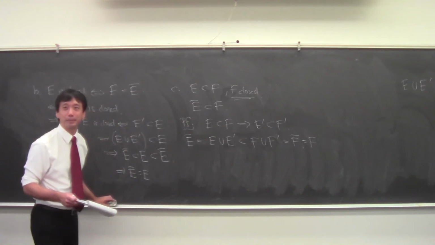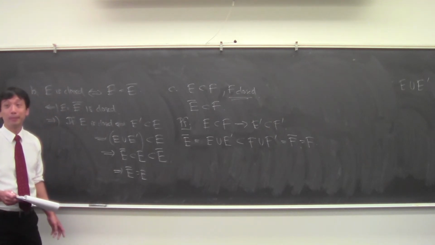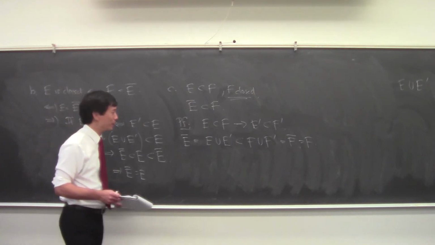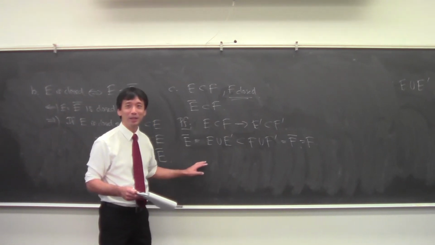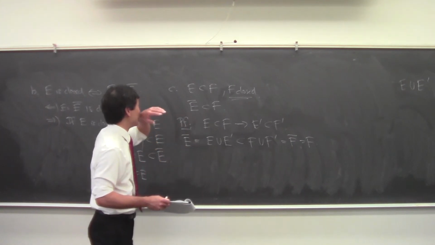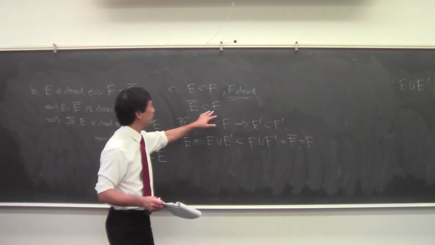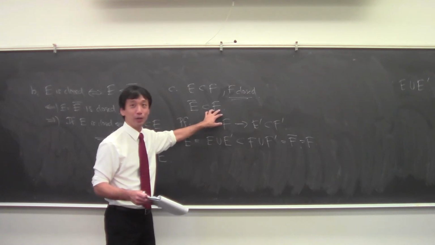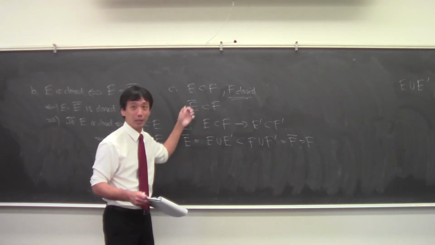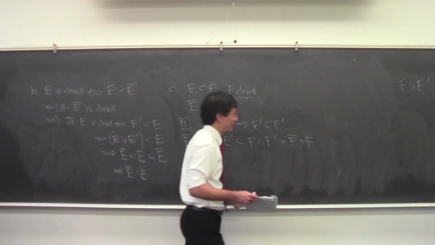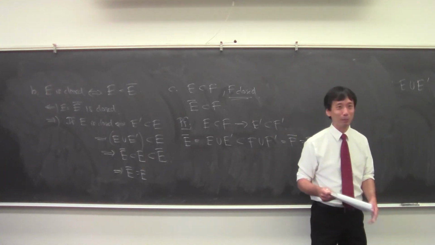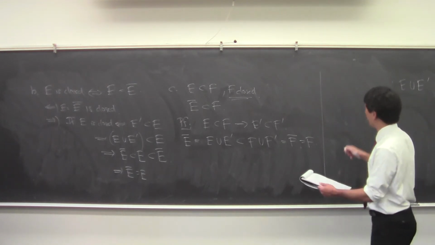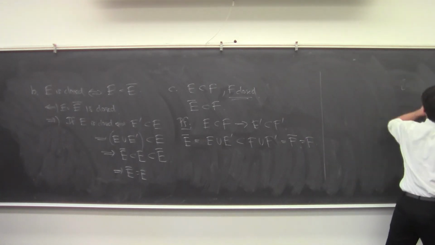So E bar is the smallest closed set containing E. It is. I think that's a homework problem. I'm not sure if it is, but it should be. What you just showed, combined with the previous theorem, which I skipped: if you take the intersection of all closed sets containing E, then you'll get the closure. So I hope it's not a homework problem. Next theorem.